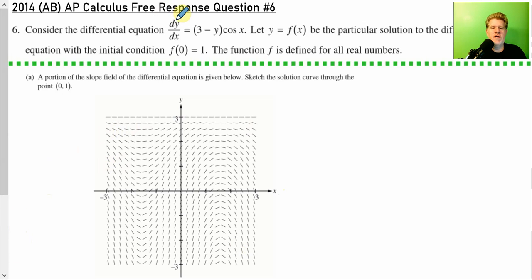For all the problems, we're considering this differential equation with the initial condition f of 0 equals 1, and f is defined on all real numbers. Part A. Here's a portion of the slope field that is drawn. Sketch the solution curve through the point 0, 1. Well, the point 0, 1 is right here. So all they want you to do is draw what the solution would look like. Just follow along. It doesn't have to be perfect, just pretty good.